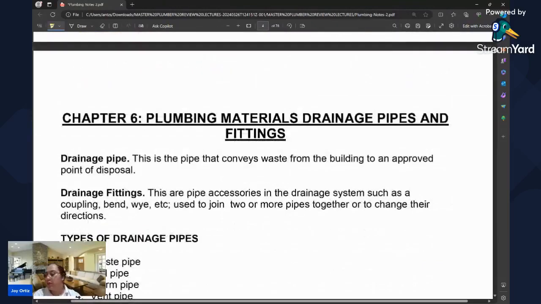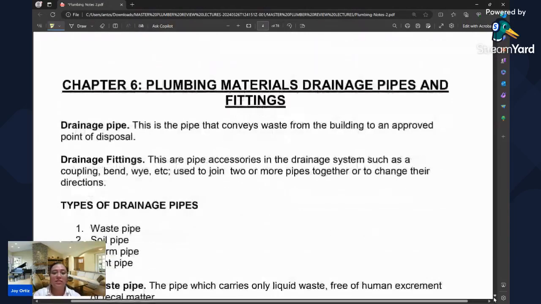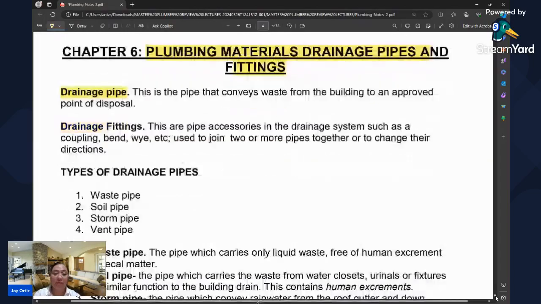Now, let's proceed to chapter 6, which is the plumbing materials and the drainage pipes and the fittings. So, let's discuss first the drainage pipe. So, this is the type of pipe that conveys waste from a building to an approved point of disposal. At yung meron tayong mga drainage fittings.